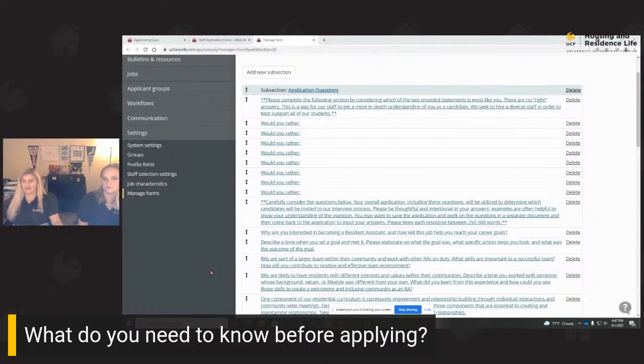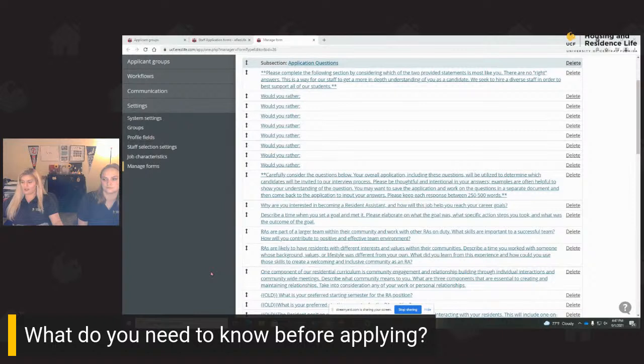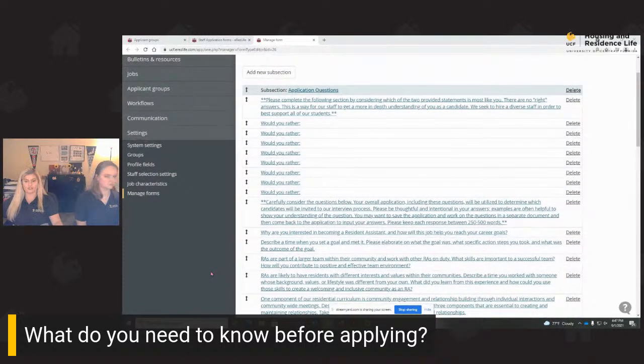And the next one is, RAs are likely to have residents with different interests and values within their community. Describe a time you worked with someone whose background, values, or lifestyle was different from your own. What did you learn from this experience, and how could you use those skills to create a welcoming and inclusive community as an RA? And the next question is, one component of our residential curriculum is community engagement and relationship building through individual interactions and community-wide meetings. Describe what community means to you and what 3 components are essential to creating and maintaining relationships. Take into consideration any of your work or personal relationships.